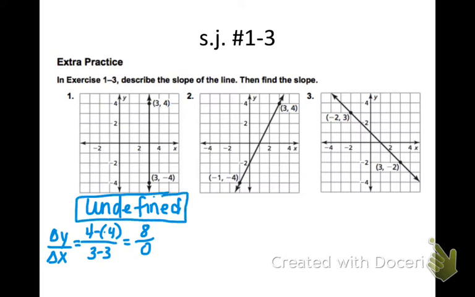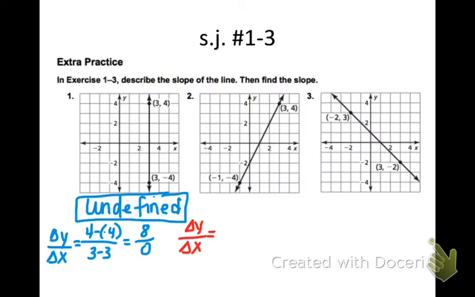For the second one, they give us 2 points. I'll change colors here to make it a little easier to read. My change in y over my change in x. For my y coordinates, it doesn't matter which way you go. You could start with the negative 4 and subtract 4, but then you have to come back with the x and start with the same ordered pair that you started with in the numerator. You can't just do negative 4 minus 4 over 3 minus the negative 1.